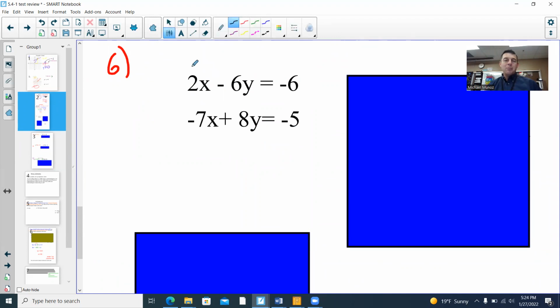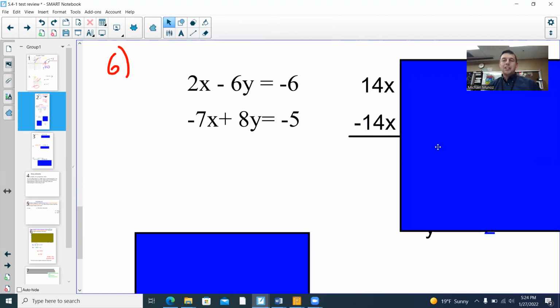And so I pick a number that both of them can go into by taking 7 times 2. Well, I know 7 times 2 is 14. So I can change both of those into a 14 to make my opposites. I choose a 14x, and then I got to make one negative, so I have opposites. So I'm going to choose a negative 14x.